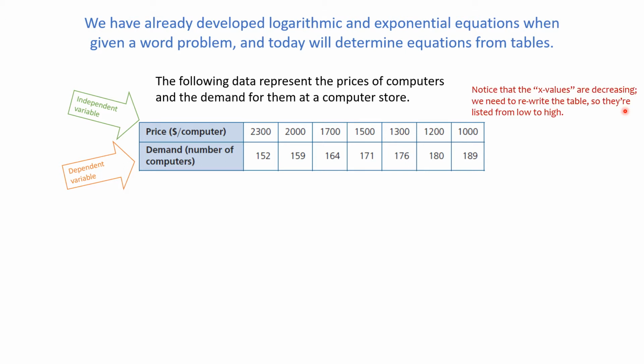Notice that the x values are decreasing. We need to rewrite the table so they're listed from low to high, because when you think of the x-axis on the leftmost side, this is going in the wrong direction. So we always start graphing from the low number to the high number, so we need to rearrange that. So right now you need to rewrite this table. This should be your first data entry in your table, and this should be your last, because we need to make sure we go from low to high. So can you take a minute, please, to rewrite that table?